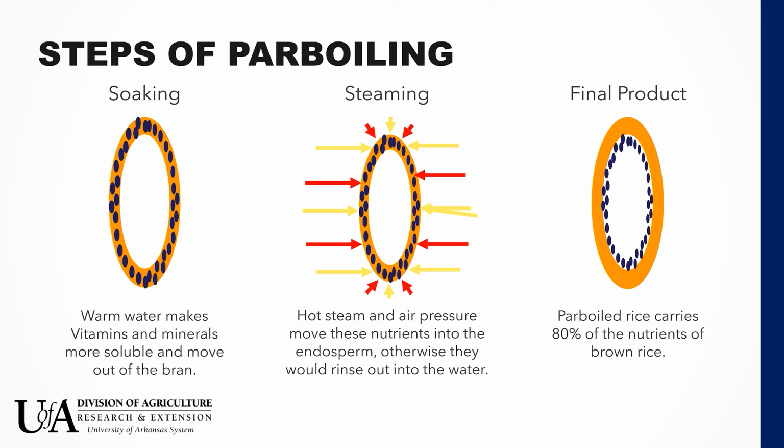Then we have the next step, which is the steaming process. In the steaming process, as you can see in that image, hot steam and air pressure move those nutrients that were in the bran into the endosperm. And then once those nutrients have been moved into the endosperm, they have been removed out of the bran. When you go about now removing the bran, you are actually reserving those nutrients within the endosperm. And so typically the final product carries about 80% of nutrients in a brown rice that has been parboiled compared to one that has not been parboiled.